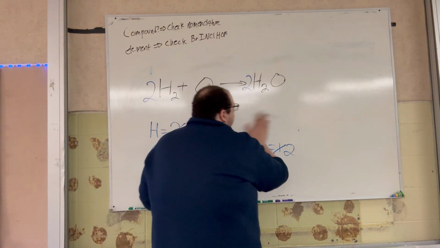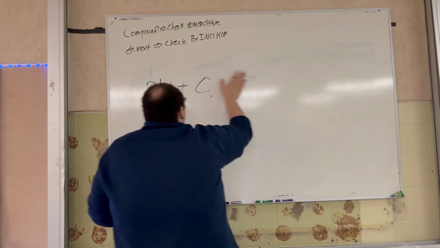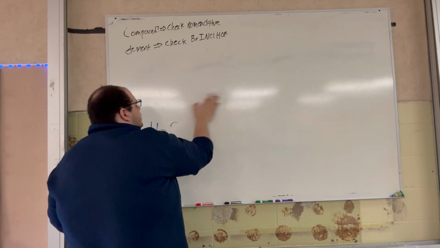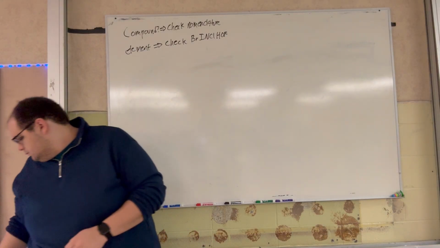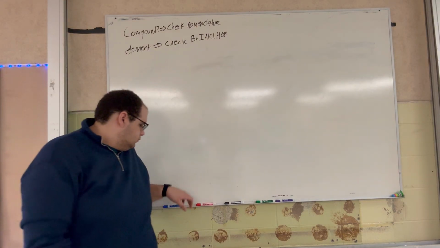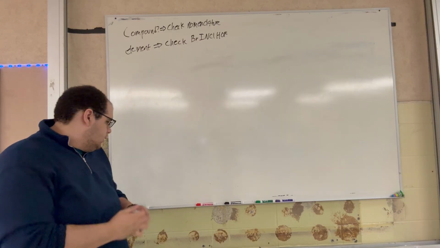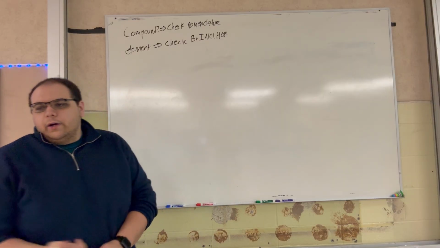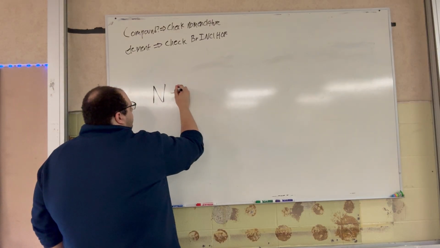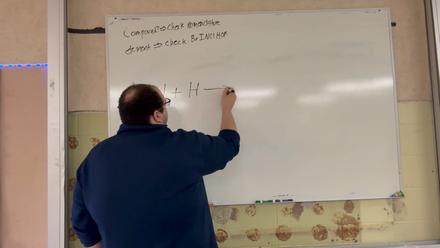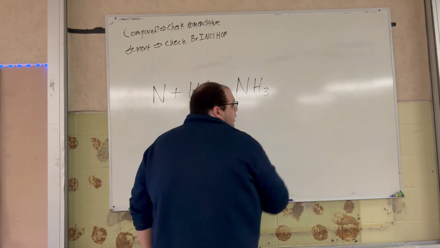Hey, number 2. Hydrogen reacts with nitrogen to produce ammonia, aka nitrogen trihydride. What do I write here? Nitrogen reacts with hydrogen to produce ammonia, aka ammonia trihydride.